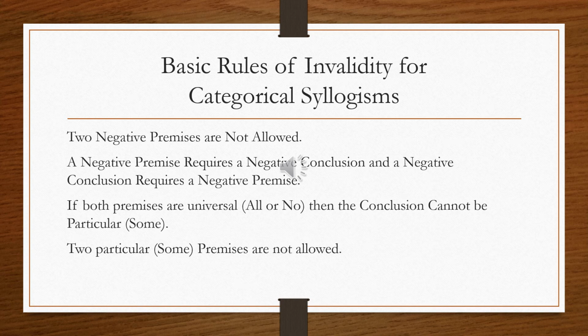And finally, 2 particular premises. Some dogs are cats, or some dogs are not mammals, for example. You can't have 2 particular premises in a valid argument. So keep that in mind. There are no simple rules for figuring out whether an argument is valid, but if you apply these simple rules, they will tell you automatically that a categorical argument is invalid. Let's look at a few examples.